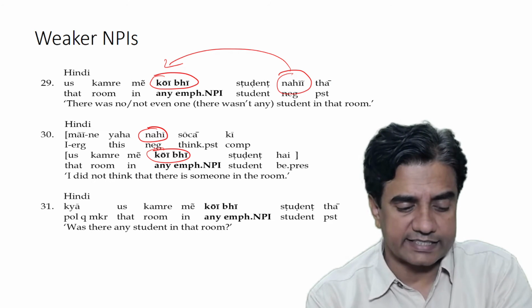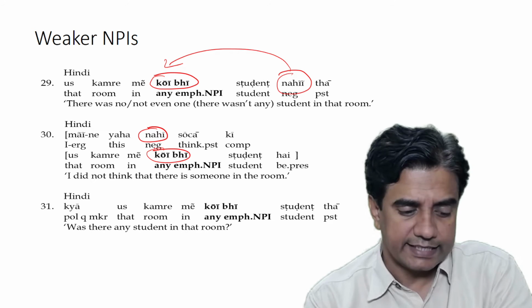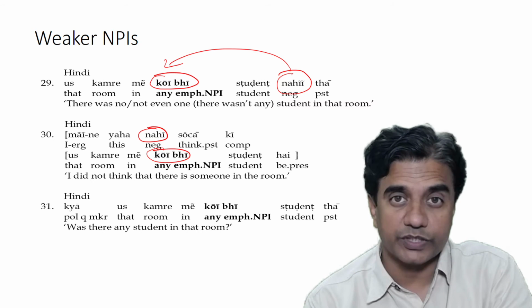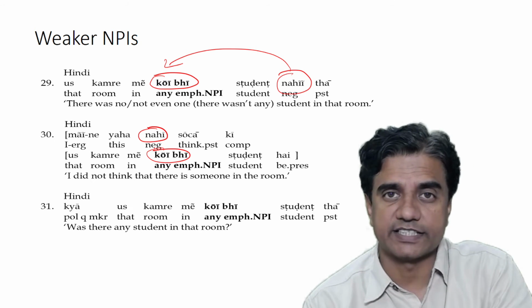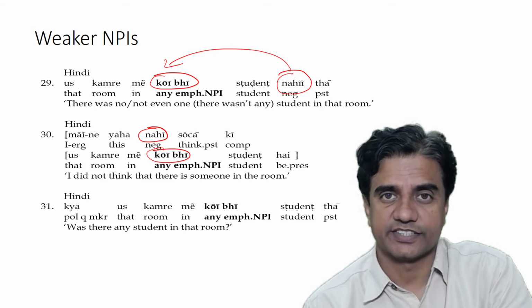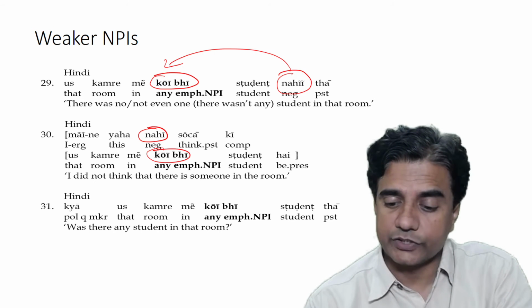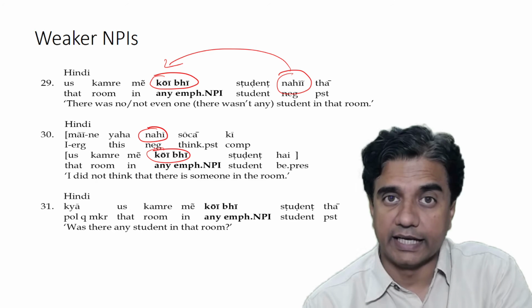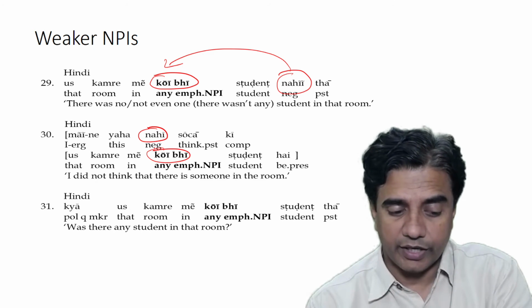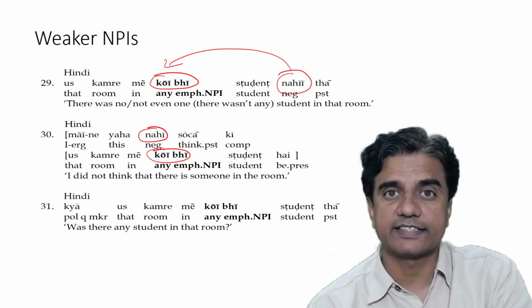Let's look at the sentence first. What is this? This says, क्या उस कमरे में कोई भी student था? What type of sentence is this? This is a question sentence. And there is no negative marker nahi in this sentence. However, we still find this sentence grammatical.